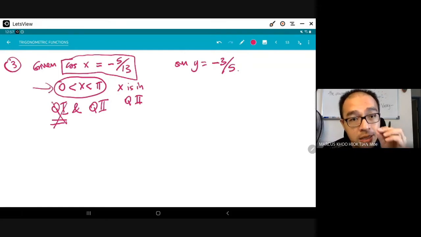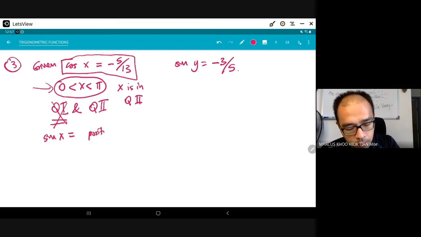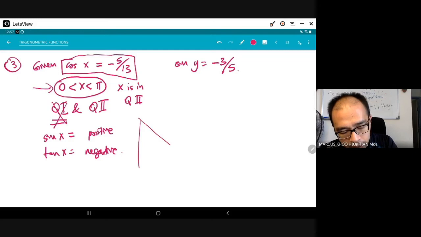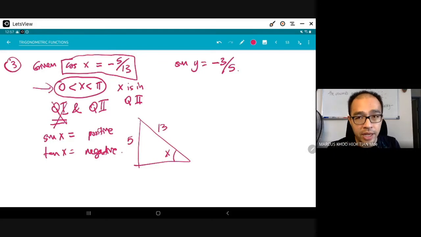And if x is in quadrant 2, the sine value is positive, while the tangent value will be negative. So when we form the right angle triangle, if my x is over here, my 5 is here, and my 13 is here, can you tell me what is the length of the adjacent?